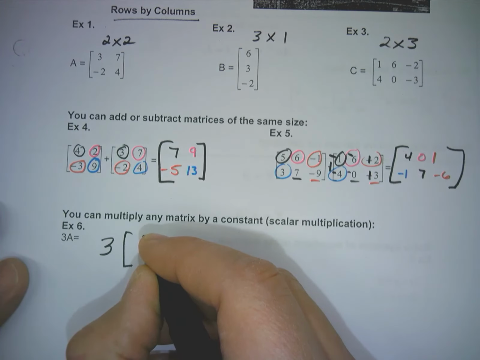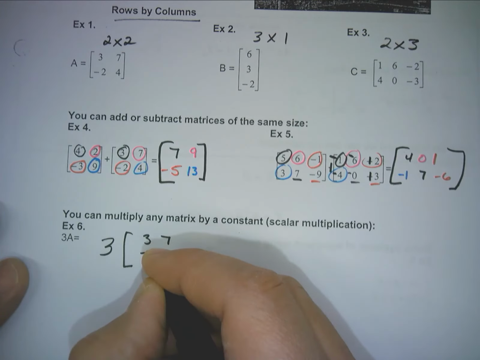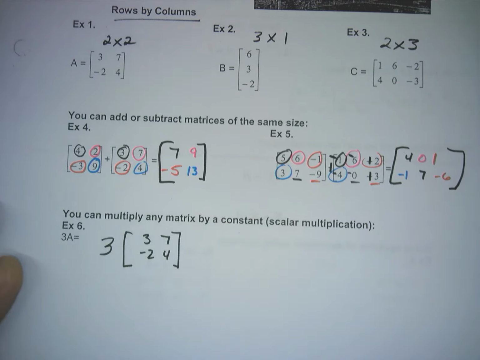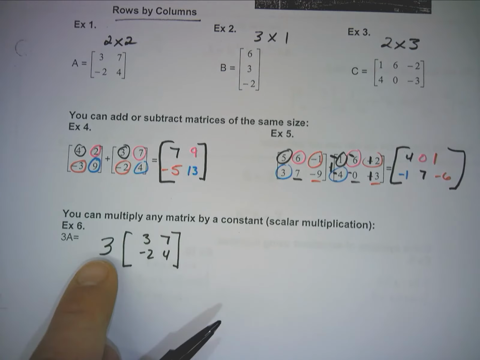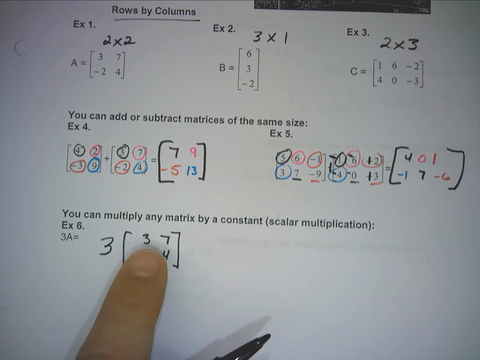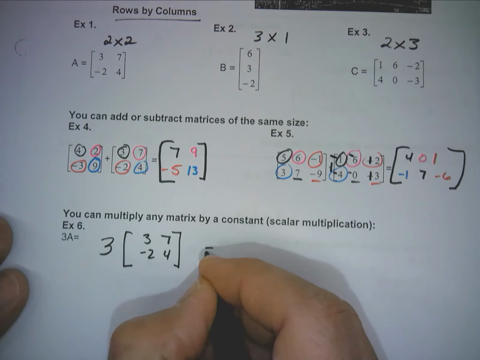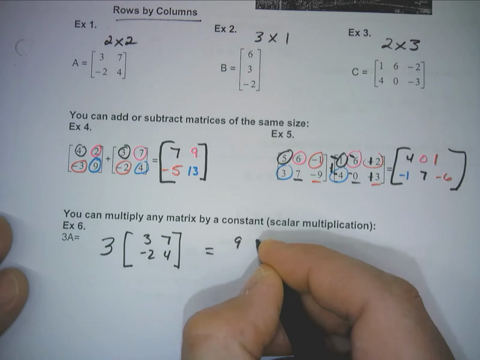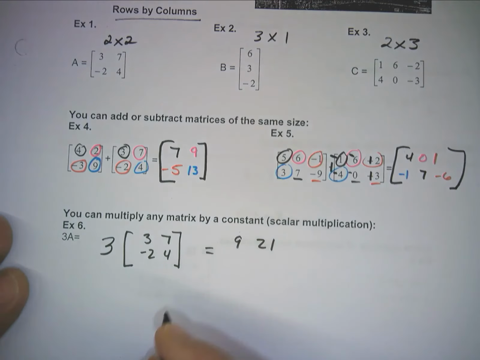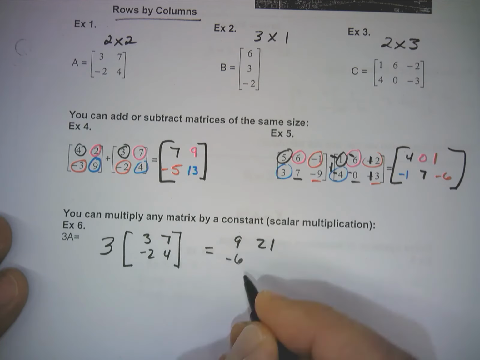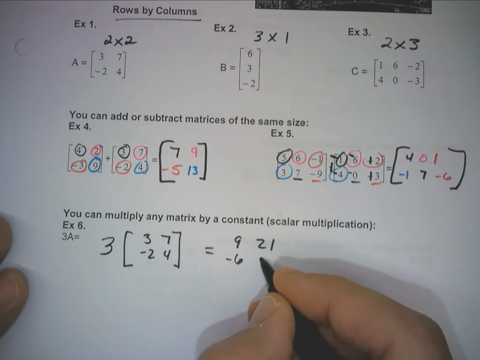Matrix A up there is 3, 7, negative 2, and 4. Okay? So when you're doing scalar multiplication, all you're doing is you're taking this 3 times everything. Okay? Basically distribute to every single element. So 3 times 3 we know is 9, 21 for 7 times 3. 3 times negative 2 is negative 6, and 3 times 4 is 12.